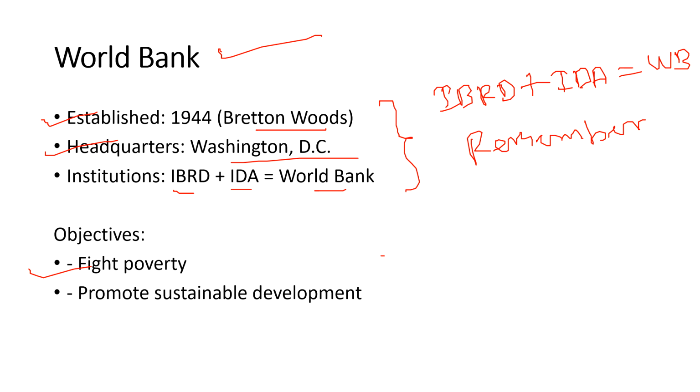And who is helping in that? World Bank, right? So World Bank is helping to fight the poverty. Understood? Now next is promote sustainable development, correct? It is promoting sustainable economic development also by supporting projects for sustaining the environmental things basically, right? Which are economically viable, correct?